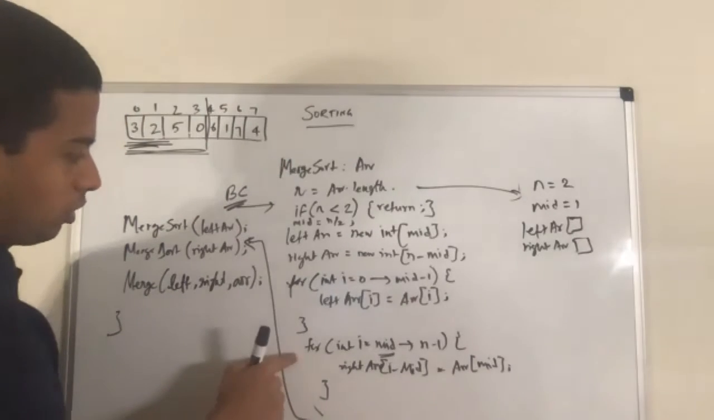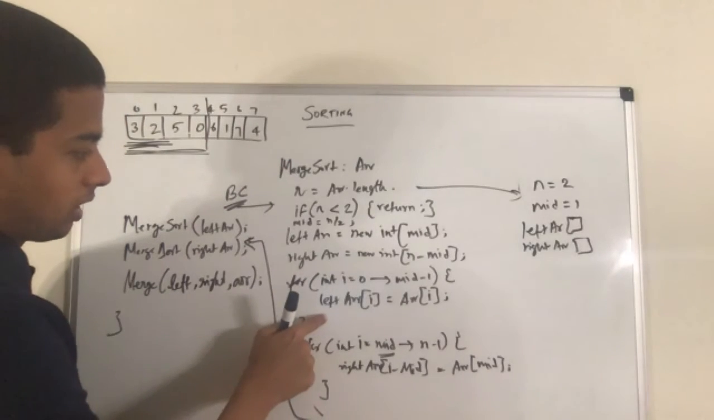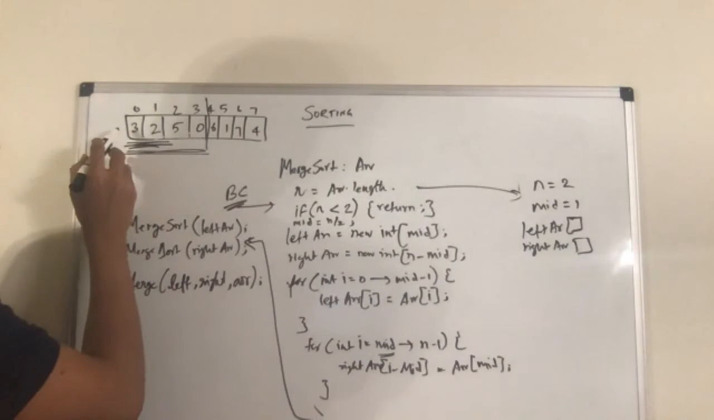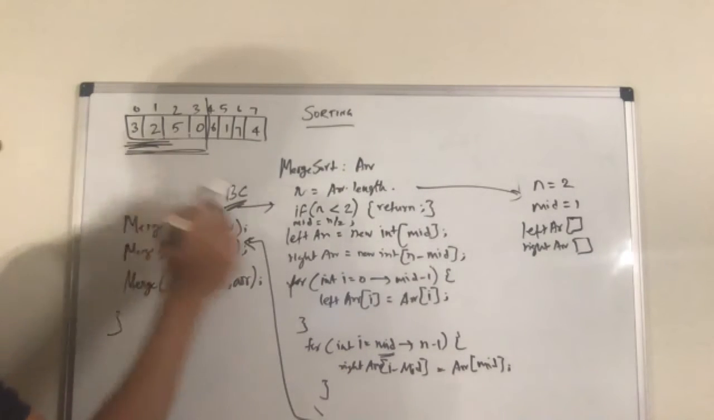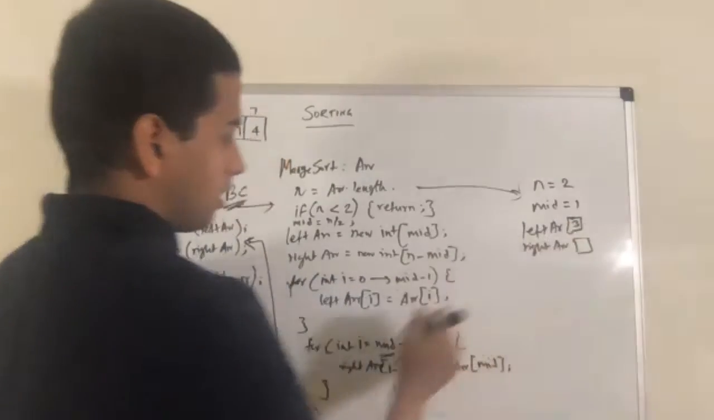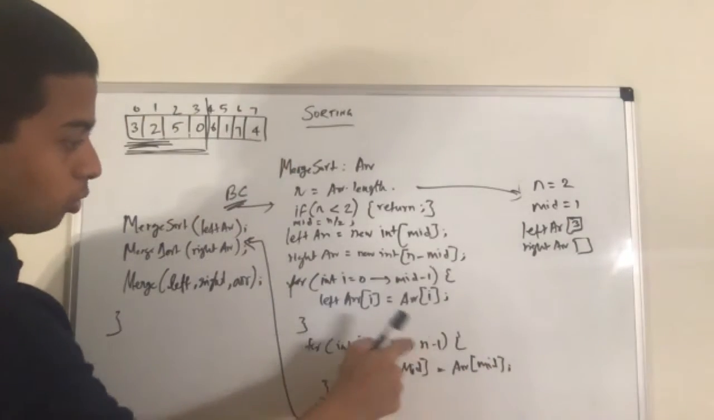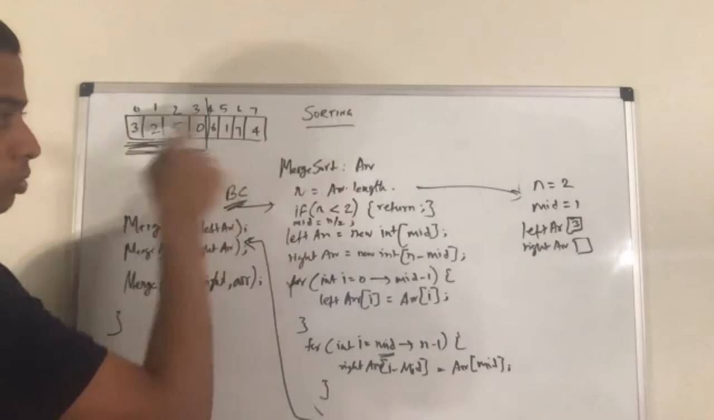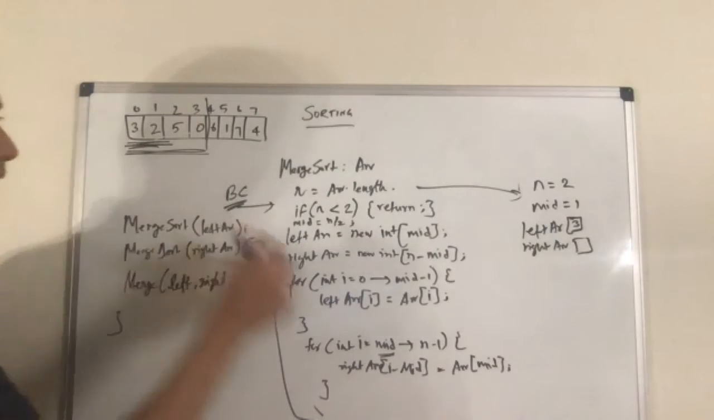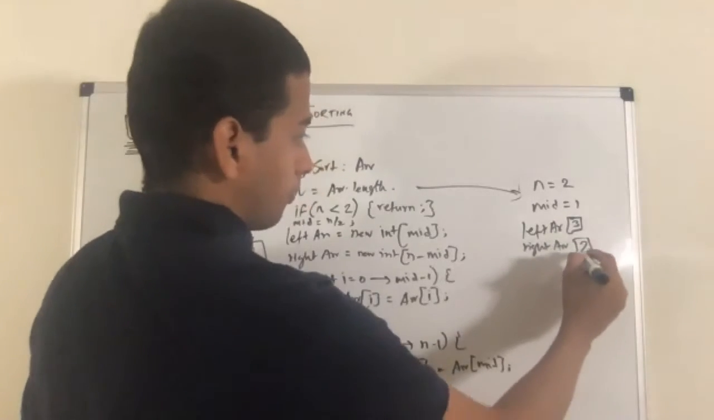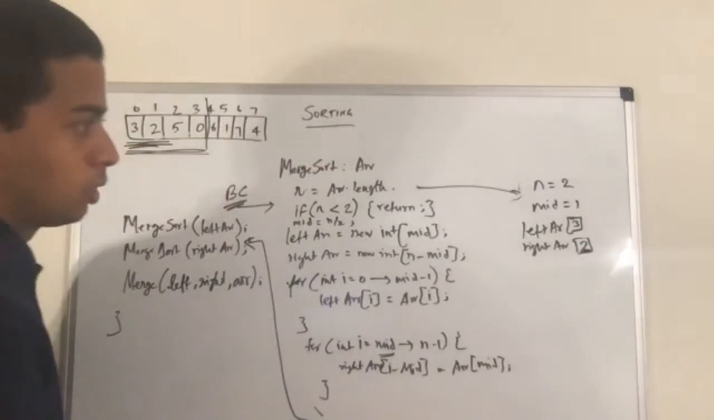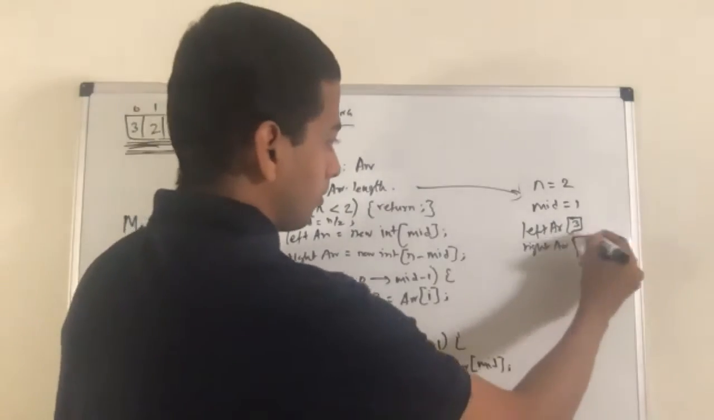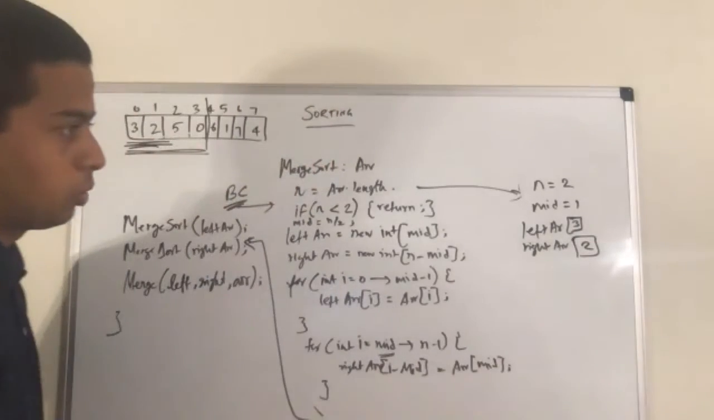We are going to insert into the left and right arrays. What is the left array? 0 to mid minus 1. Mid is 1, so 0 to mid minus 1 is 0. So the 0th element alone I will insert into left. So this is 3. What is right? Mid to n minus 1. Mid is 1, and 1 to n minus 1 is also 1. So one element alone I will insert. So I am inserting 2 into the right array.